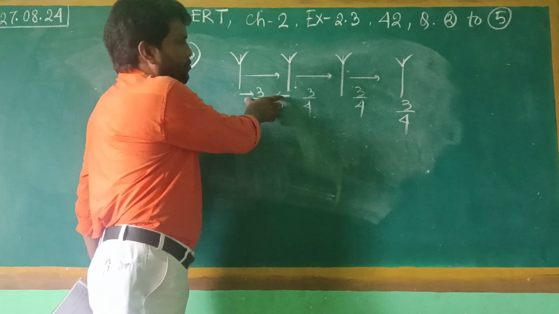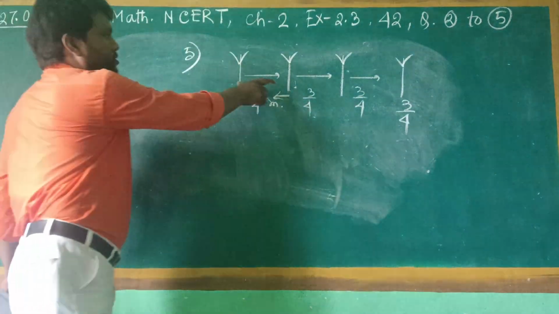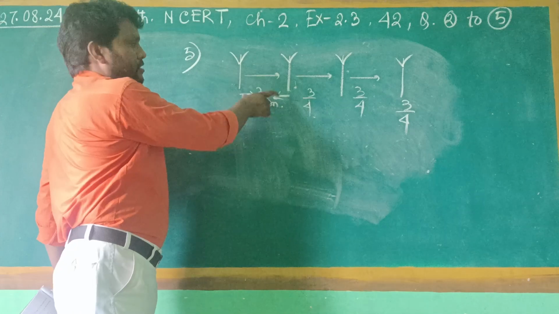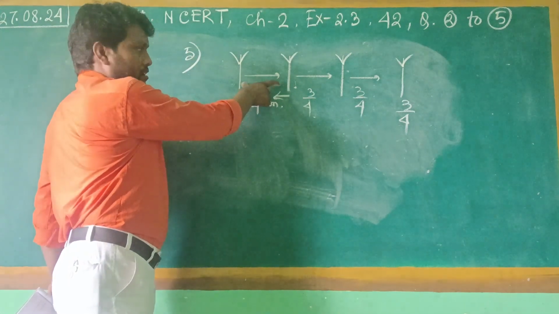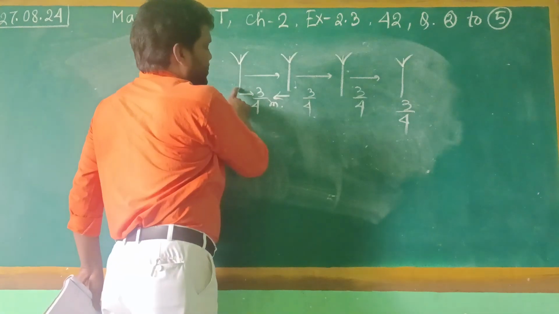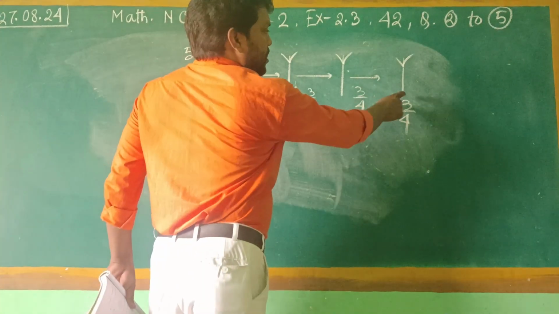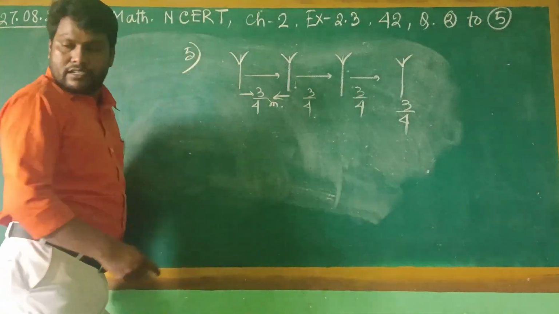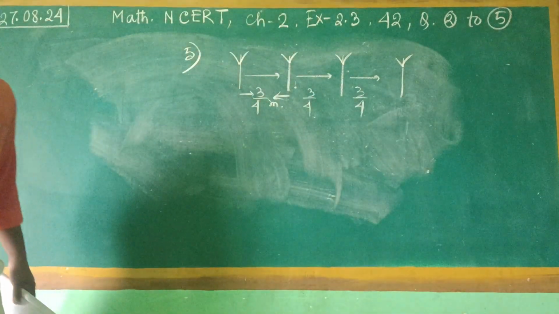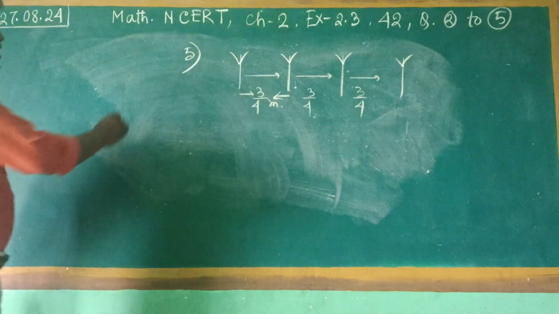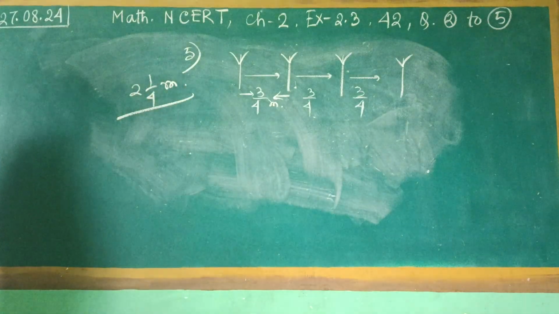And distances are only 1, 2, 3. The distance between 2 saplings is given. From this sapling to this sapling, 3 by 4, 3 by 4, 3 by 4. But actually there are 3 distances. If you do not mix this up, there are no mistakes. Okay. So the answer will be 2 and 1/4 meter. So how will it be solved?